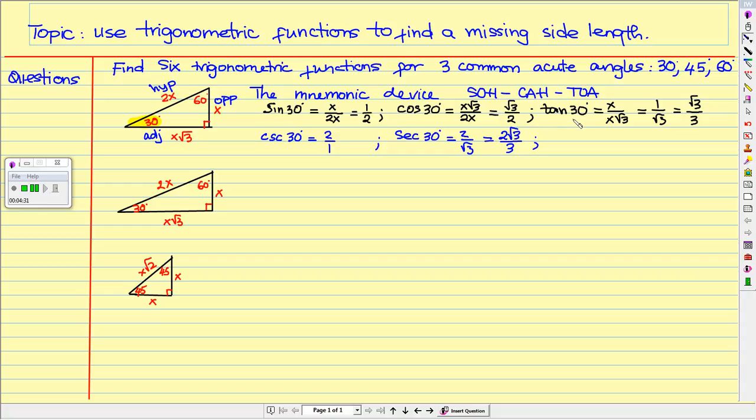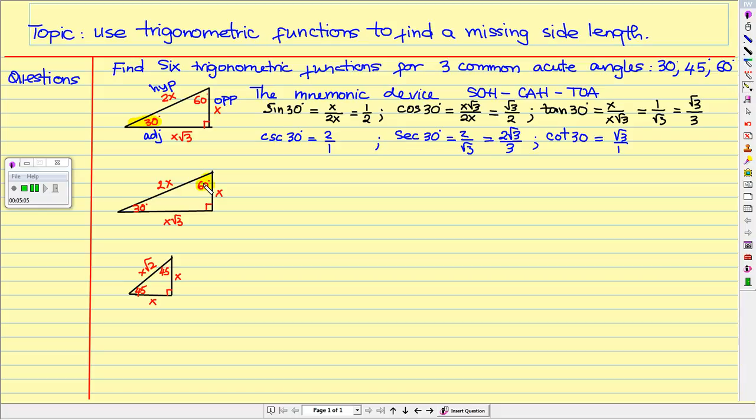And lastly, the reciprocal function of tangent is cotangent of 30 degrees. So again we are going to flip the fraction. I'm going to take 1 over square root of 3 and flip that, so this gives me square root of 3 over 1. So now we found all 6 trigonometric functions for the 30 degree acute angle. Let's move on to the 60 degree angle.